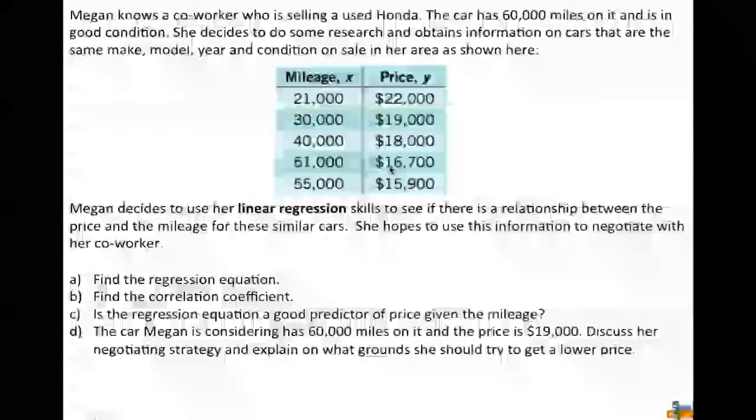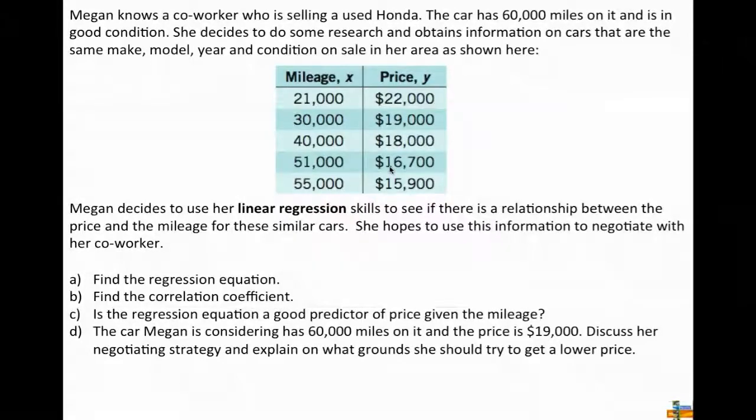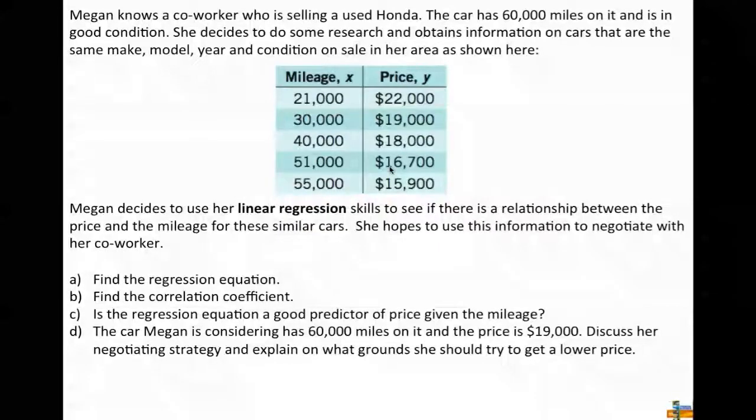We now have a set of bivariate data, and we are going to look to see if there is a correlation, if there is a trend, and then we're going to look to see if we can use this to help Megan figure out what the price should be on a car that a friend is trying to sell her that has 60,000 miles, and is the price that the friend is stating a good price. So how do we do this?